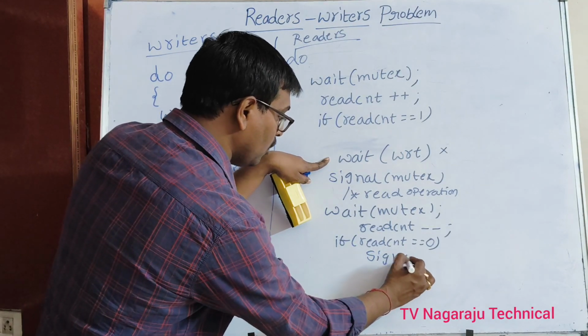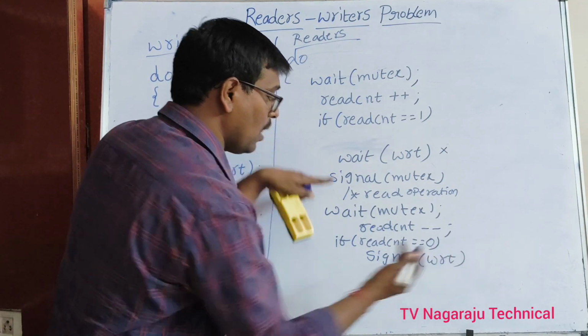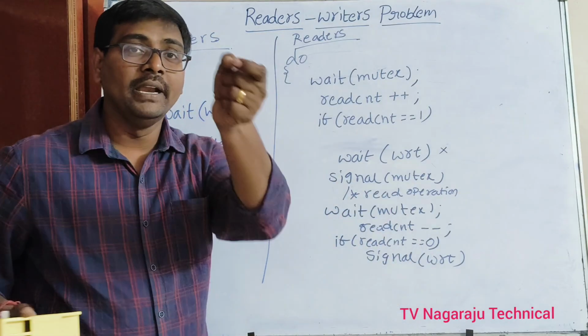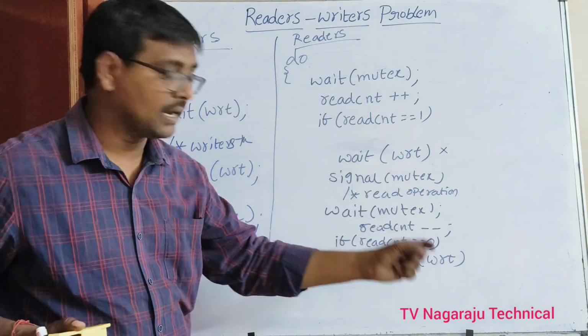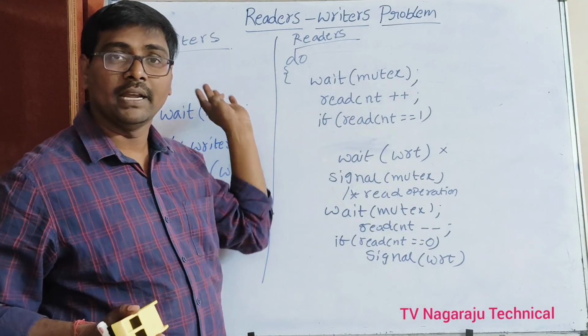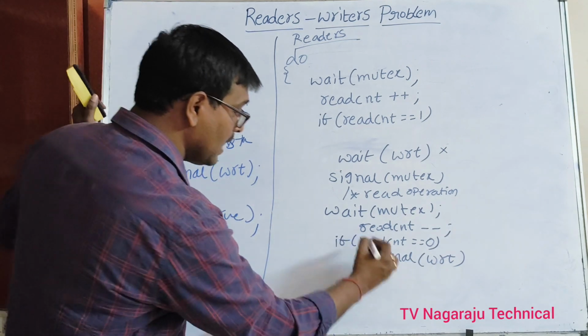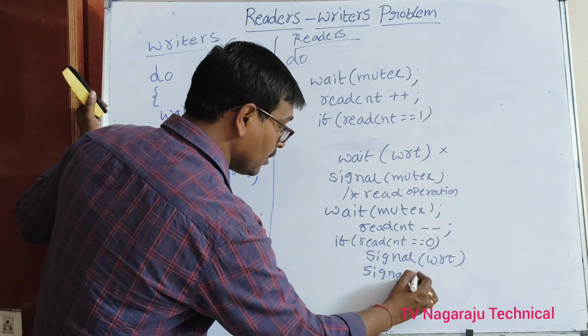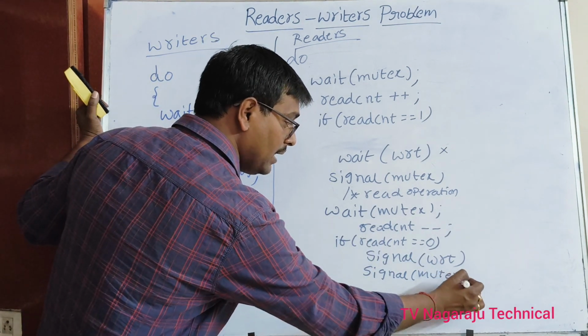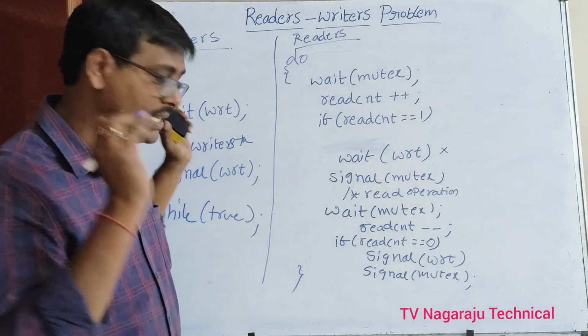Simply what we are doing? Signal of WRT. That means we freed the critical section. Then if any writer is requesting, they can access it, and then signal the mutex. If you call a wait, compulsorily you need to call the signal also.